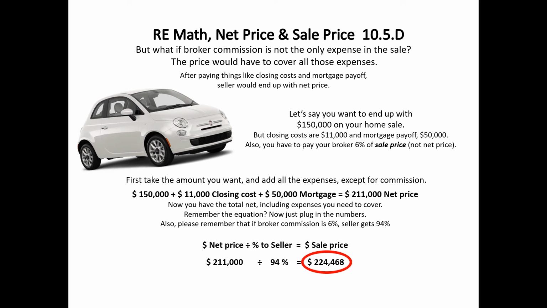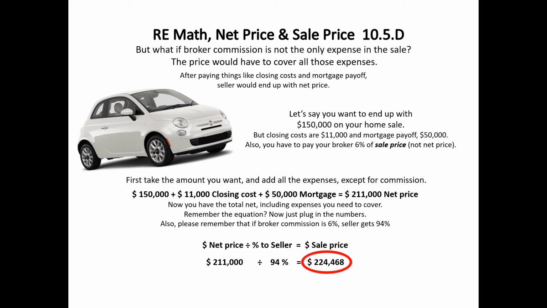First, take the amount you want to end up with, which is the net price, and add all the expenses except for commission. $150,000 plus $11,000 closing cost plus $50,000 mortgage equals $211,000 net price. Now you have the total net, including expenses you need to cover.